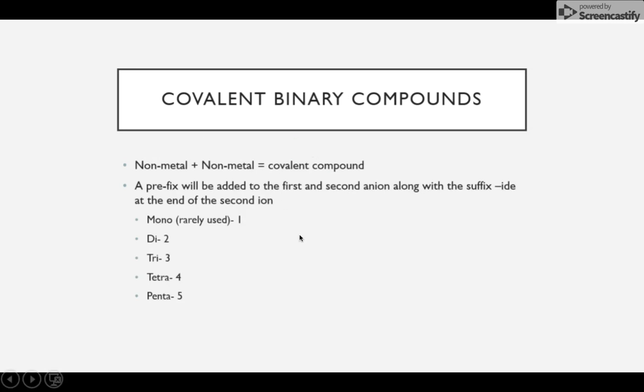Now moving on to covalent compounds. Covalent compounds are binary compounds. They're nonmetal plus nonmetal, and a prefix is going to be added to the first and second ion, along with the suffix IDE at the end of the second ion. I only listed 5, but most commonly used are up to 10. So mono, it's rarely used, but it's 1, of course. Di, 2, tri, 3, tetra, 4, and penta, 5.